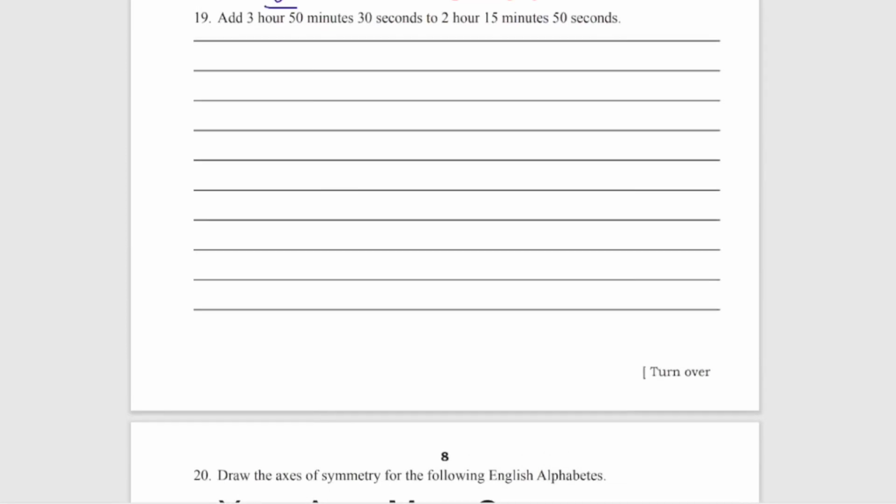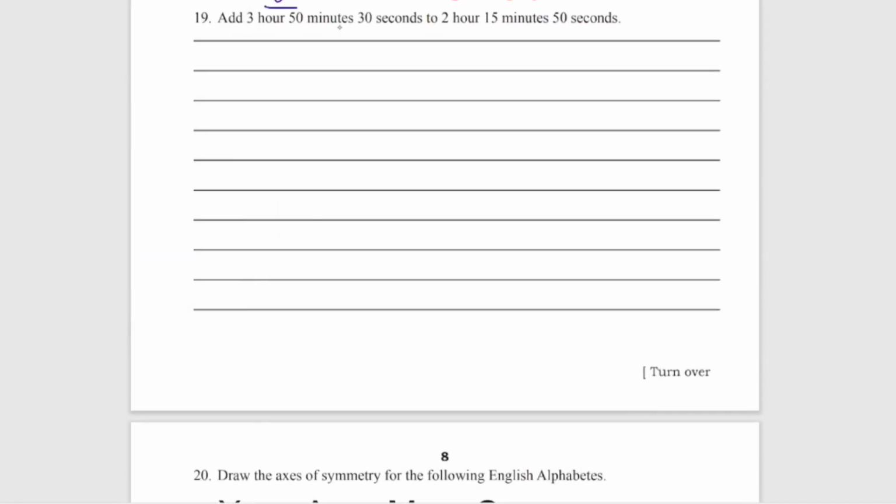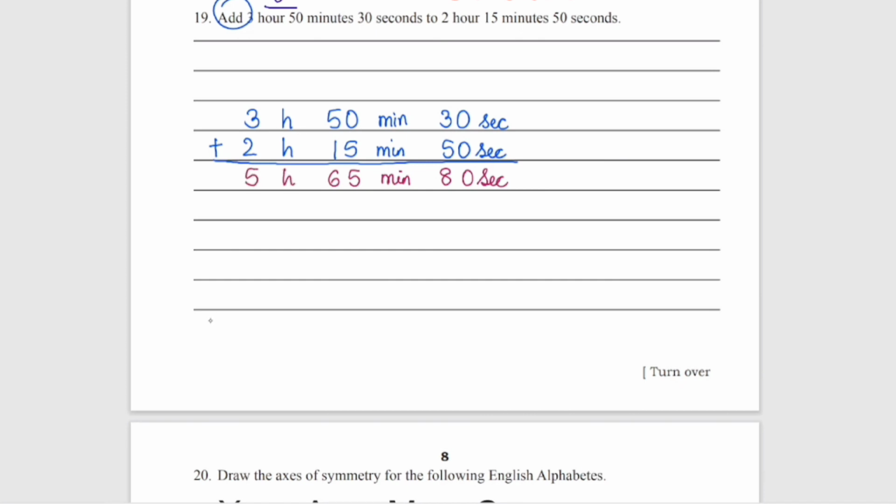The next question: add 3 hours 15 minutes 30 seconds to 2 hours 15 minutes 50 seconds. So let's add. Seconds: 30 plus 50 is 80 seconds. Minutes: 15 plus 15 is 30, plus 5 is 65 minutes. Hours: 3 plus 2 is 5.